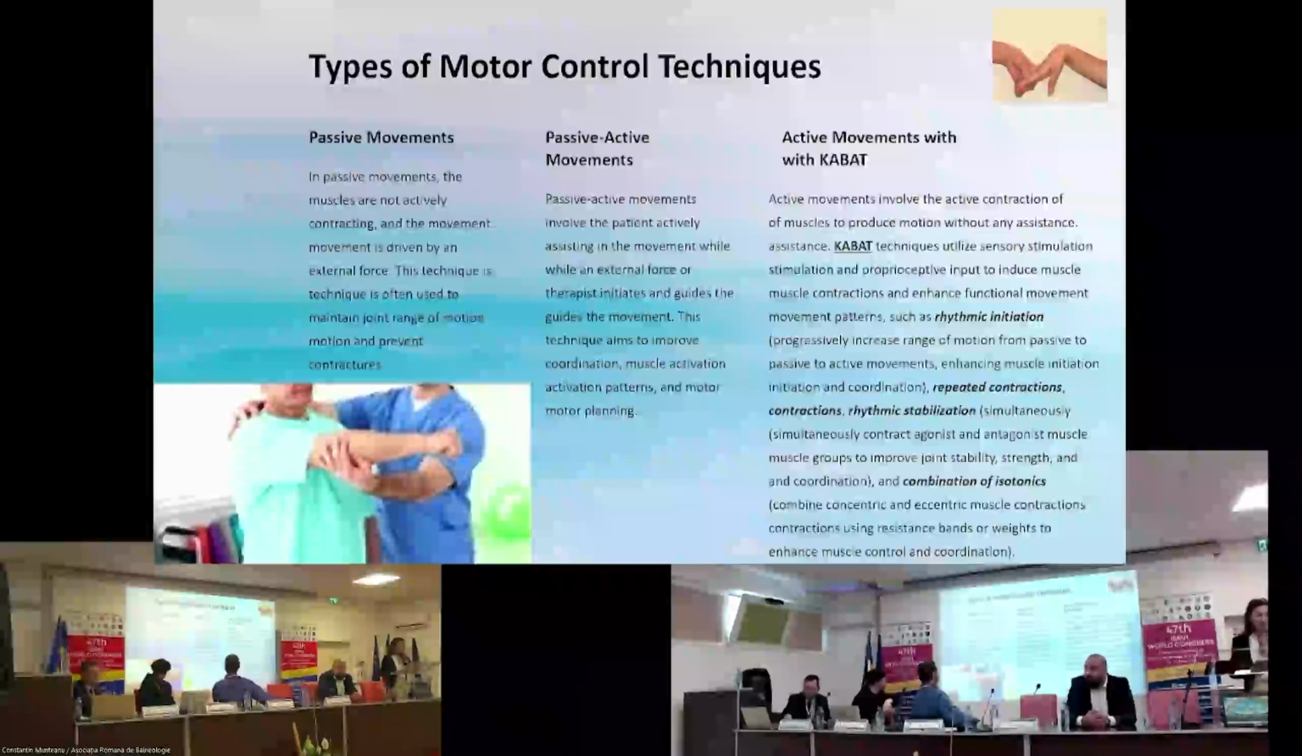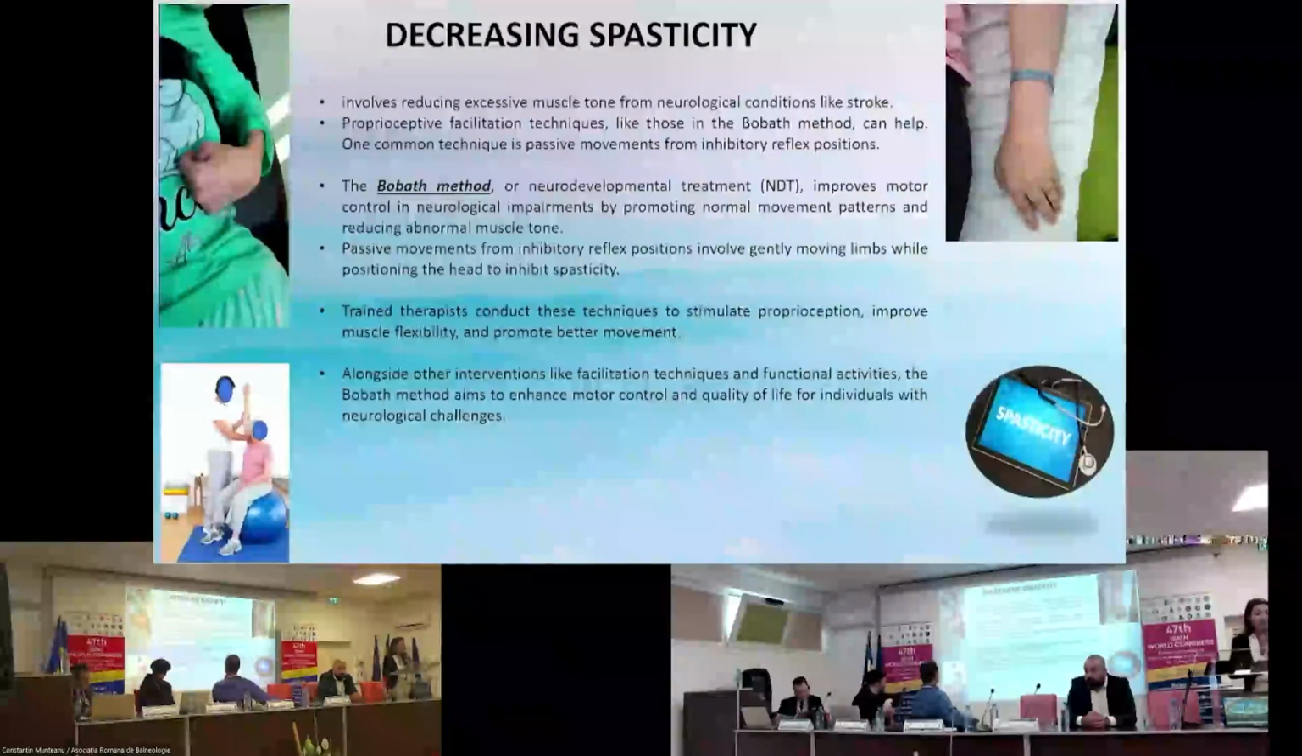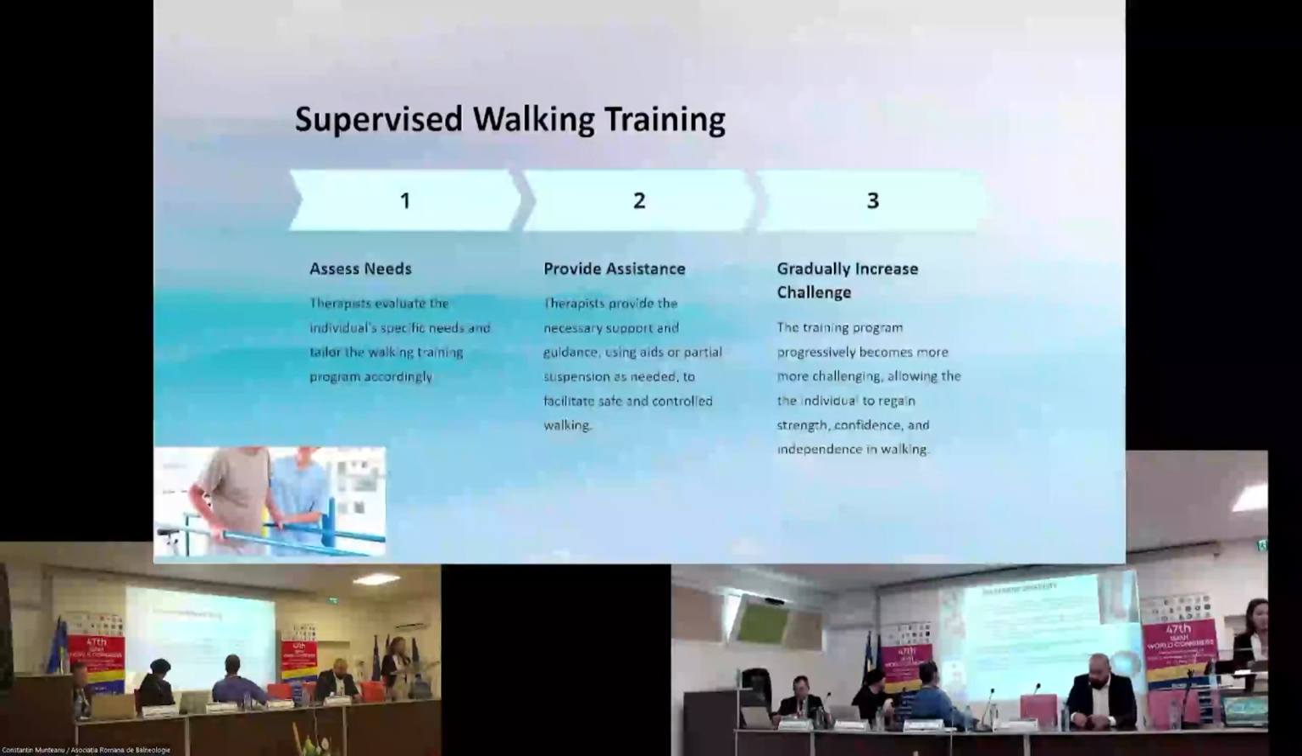We often use the Kabat techniques that utilize sensory stimulation and proprioceptive input to induce muscle contractions. For decreasing spasticity, as already said, we use the Bobath method. You see the difference after a month of rehabilitation from the left to the right pictures.